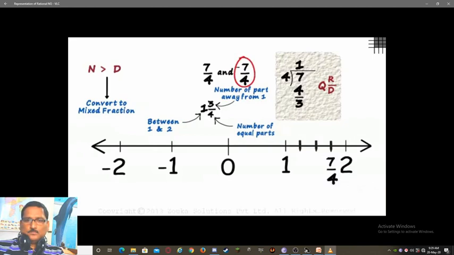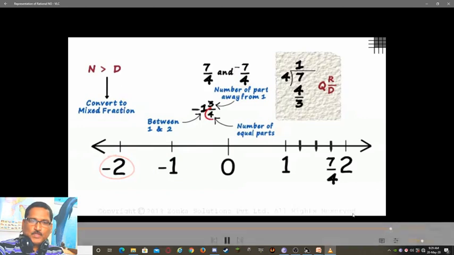What about minus 7 by 4? We can write minus 7 by 4 as minus 1, 3 by 4. Now the number minus 1 tells us that minus 7 by 4 is between itself and the next number. Make note of the fact that the next number will be on the left hand side since minus 7 by 4 is a negative rational number. So the next number is minus 2. Now we can say that minus 7 by 4 is between minus 1 and minus 2.